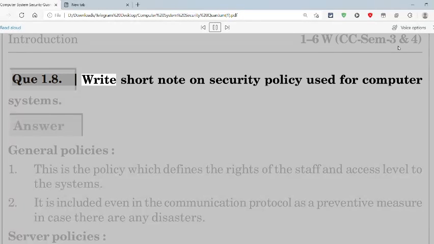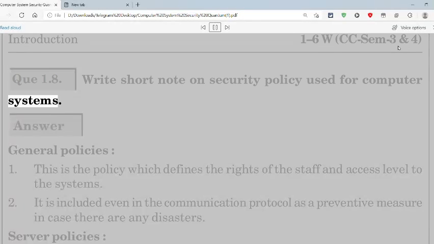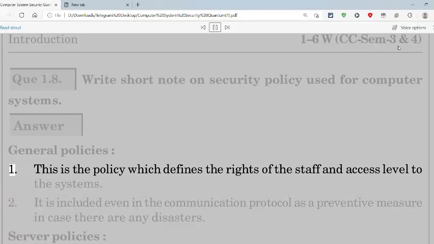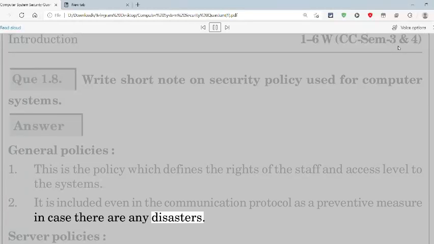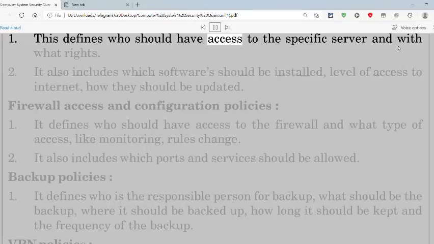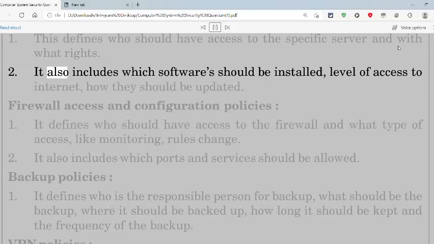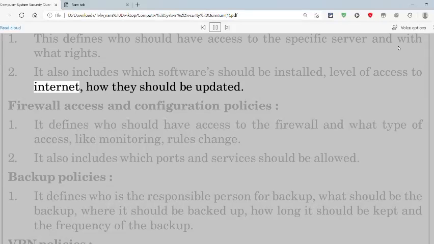K1.8. Write short note on security policy used for computer systems. Answer. General policies. 1. This is the policy which defines the rights of the staff and access level to the systems. 2. It is included even in the communication protocol as a preventive measure in case there are any disasters. Server policies. 1. This defines who should have access to the specific server and with what rights. 2. It also includes which software should be installed, level of access to internet, how they should be updated.